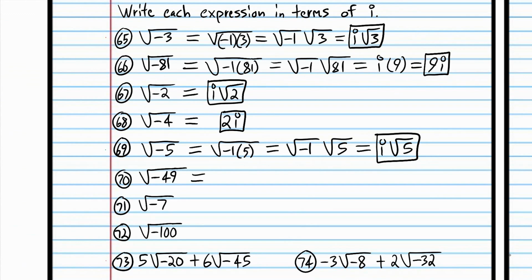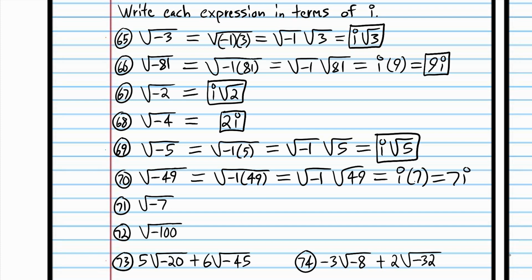All right, we're back. So again, just showing the work here. We don't really need to show it, but factor that, and then you have root -1 times root 49. Root -1 is i, and root 49 is 7. Put the coefficient in front, and you're done. So if you got that answer, good job. Try number 71, and when you come back, we'll do it together.